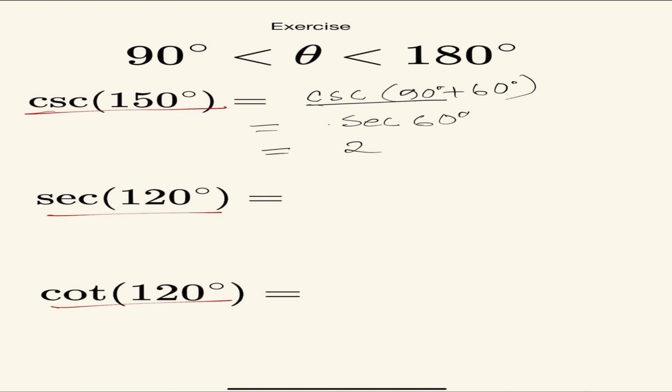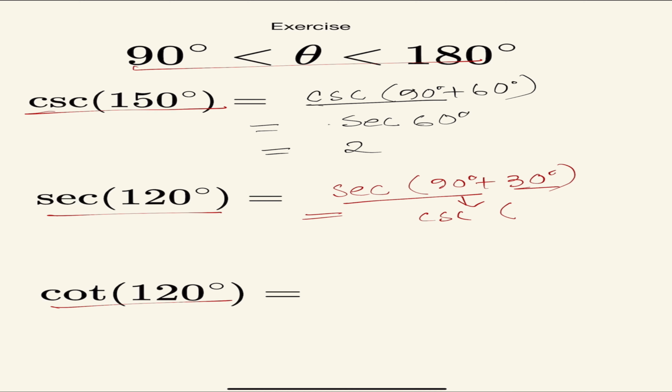Now let's do this one. We have secant 120. That means it's more than 90 and less than 180. Again, it's going to be 90 plus 30, right? So secant of 90 degrees is going to change the function, so it's going to be cosecant. And here 30 degrees. You just write down 30 degrees, and here it's going to be negative. In the second quadrant, secant is always negative. What is cosecant 30 degrees? Cosecant 30 degrees is just 2. And you just put the minus, so negative 2.